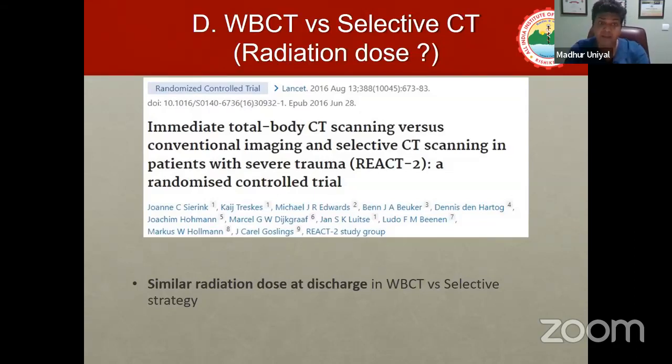Again, there have been studies which have compared whether the whole body CT should be done or there should be a selective strategy. But there are a lot of missed injuries. The patient gets scanned once, twice, or again through the selective strategies. And we have realized that there is a similar radiation dose at discharge. There's no significant difference between whole body CT versus selective strategy because of the repeated scannings later on for any other injury which has been missed in the primary injury.